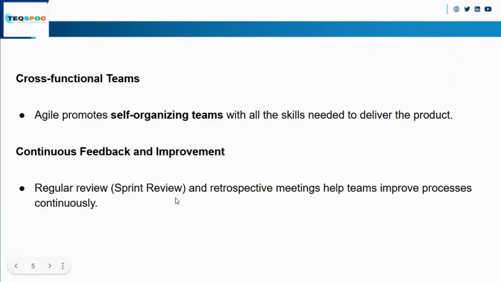Then afterward, the second meeting is the retrospective meeting. In the retrospective meeting, the Scrum team will discuss what went well during the development, what did not go well during the development, and how we can improve in the next sprint. So that is the retrospective meeting. This basically comes under continuous feedback and improvement.